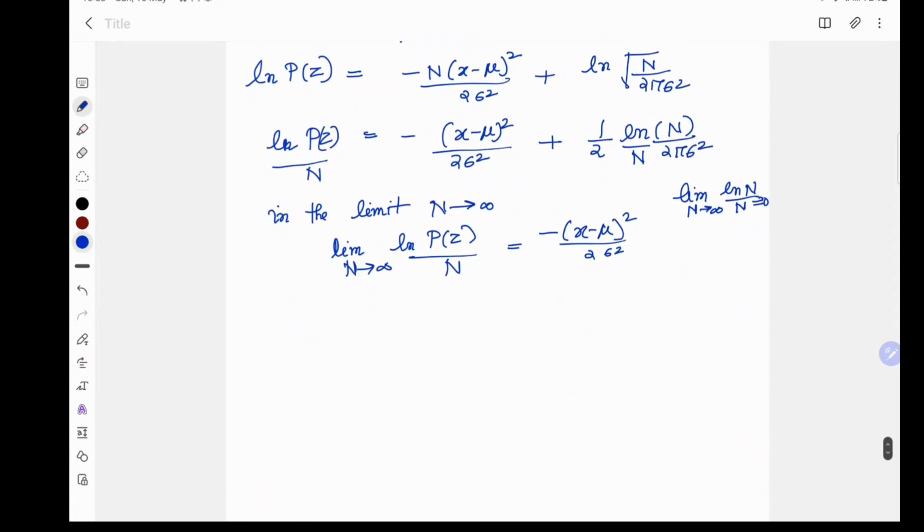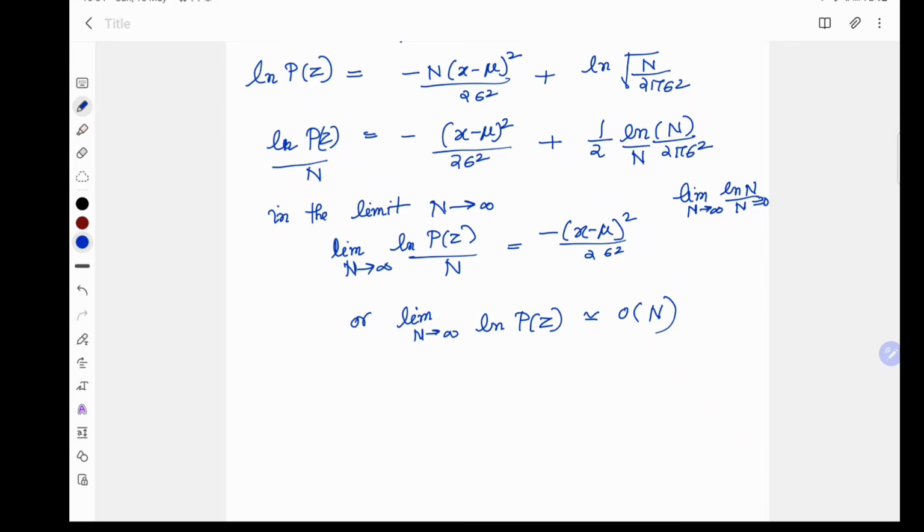So we have seen that taking logarithms simplifies our situation. Or you can write this also as limit n tending to infinity of log pz, and there are no higher order terms. This is of the order of n. It's of the order of n. So there are no more higher order terms. In other words, a Gaussian.